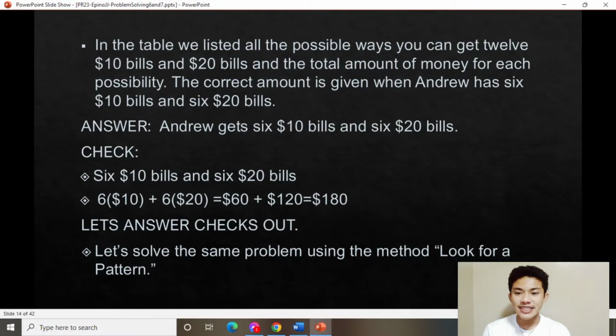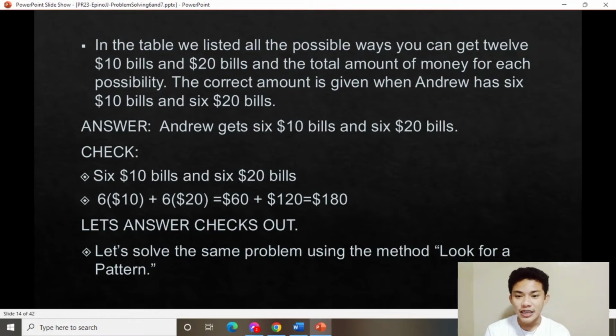In the table, we listed all the possible ways you can get 12 bills of 10s and 20s and the total amount of money of each possibility. And the correct amount is given when Andrew has 6 10 bills and 6 20 bills. The answer is Andrew gets 6 pieces of 10 bills and 6 pieces of 20 bills.